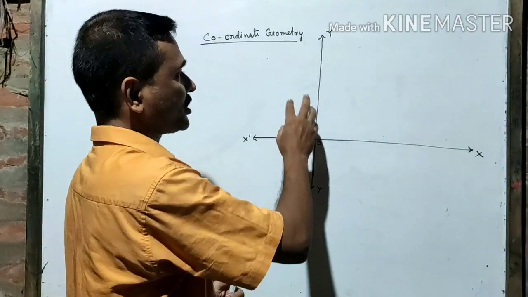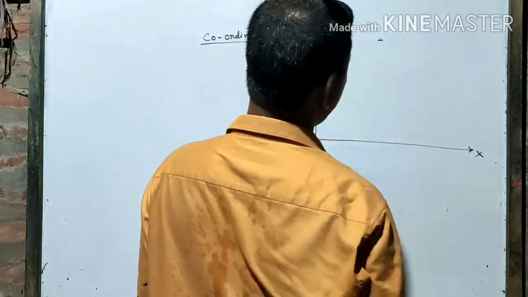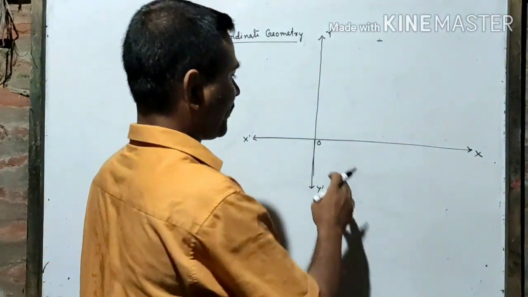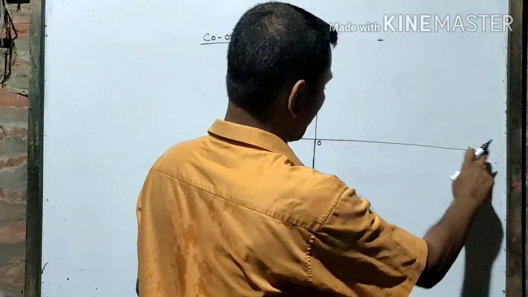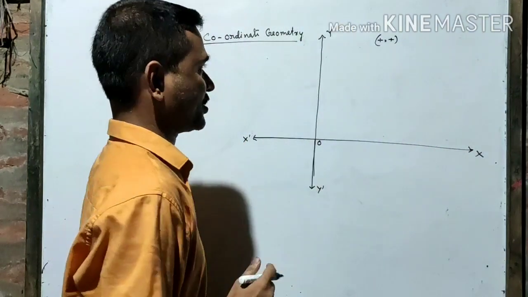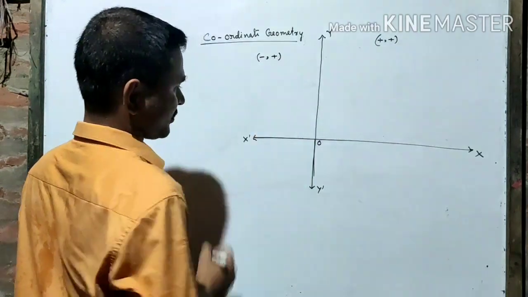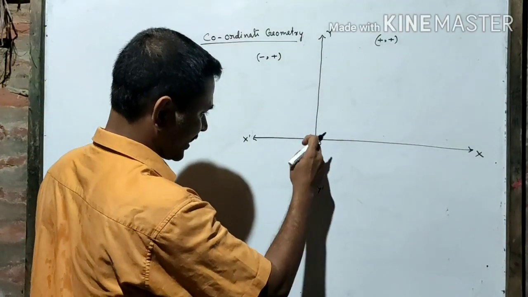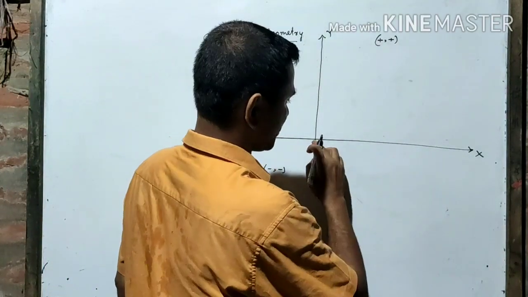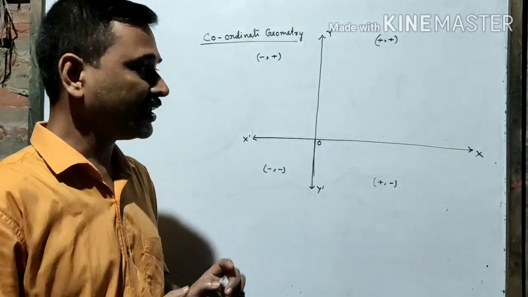These two axes divide the whole plane into four equal parts, which are called quadrants. This is our first quadrant, this is the second quadrant, this is the third quadrant, this is the fourth quadrant. The first quadrant is bounded by the positive x-axis and positive y-axis, so we denote it by plus plus. Here both x and y are positive. The second quadrant is bounded by the negative x-axis and positive y-axis, so we denote it by minus plus. The third quadrant is bounded by negative x and negative y, so we denote it by minus minus, meaning both x and y are negative. The fourth quadrant is bounded by positive x and negative y, so it is plus minus. Here x is positive but y is negative.